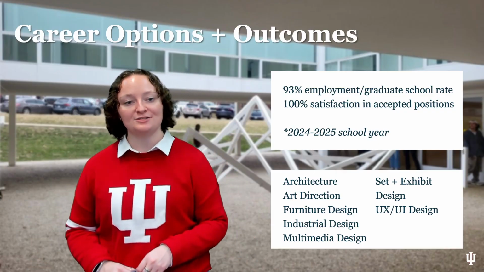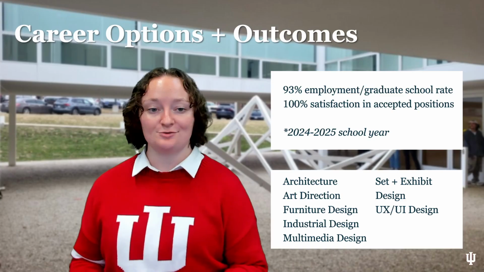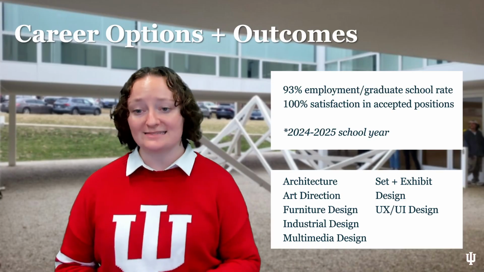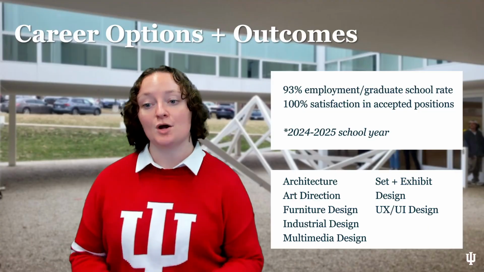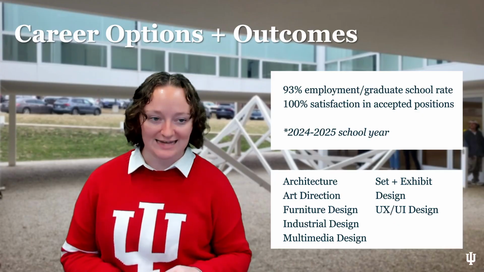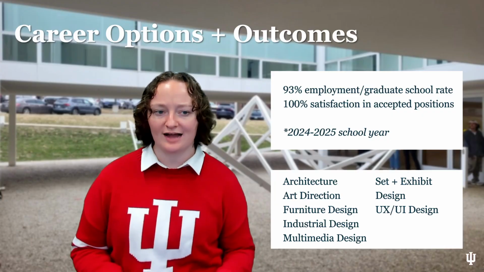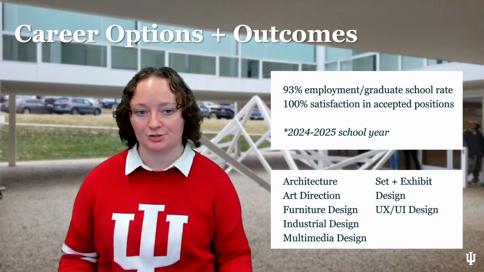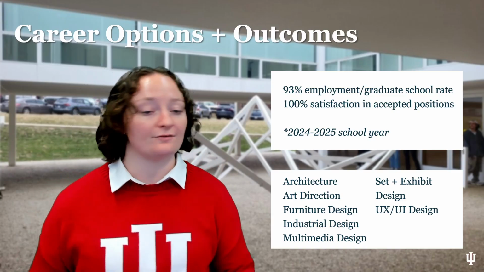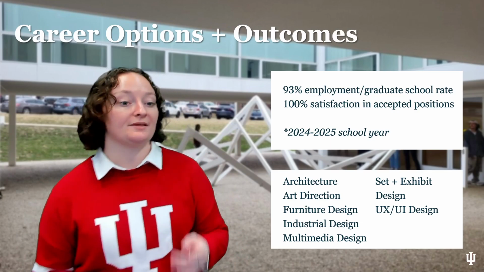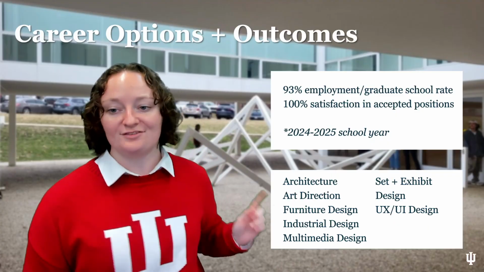93% of our undergraduate students in comprehensive design have gone on to be employed or continue their studies in graduate school within 6 months of graduation as of last school year. Of those students, 100% of them were satisfied in their position or in their graduate program. So now that you've learned what comprehensive design is, what can you do with that degree? The great thing about this program is it is designed to go with you in whatever field you're interested in, whether it be the arts or in design, in tons of different sizes. All of these are examples.